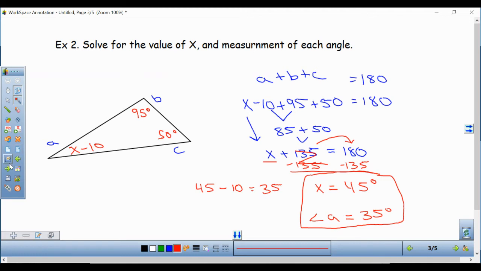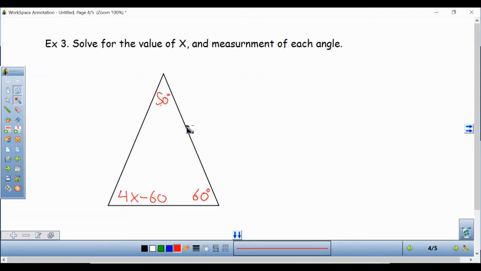We have two more. Example three. So before, if you want to do this on your own, you can pause it. But before you start, just remember all triangles set equal to 180. And just add each of the angles together. It doesn't matter what they are. Start with writing it down, and then we can go from there.